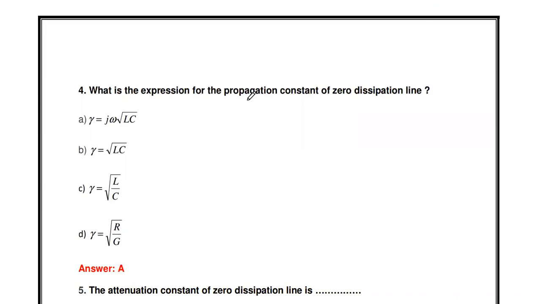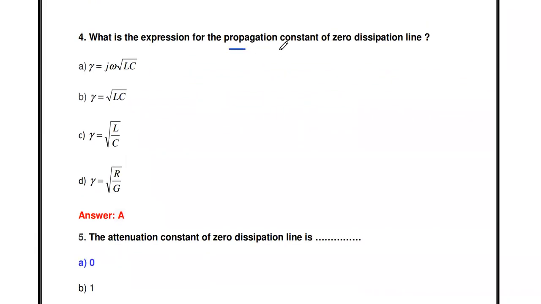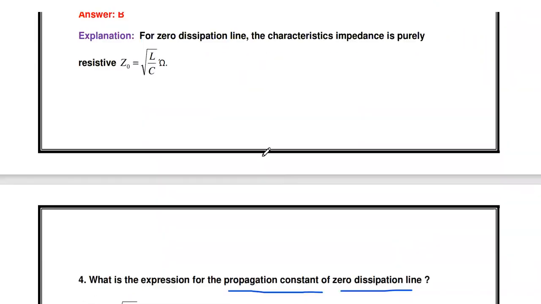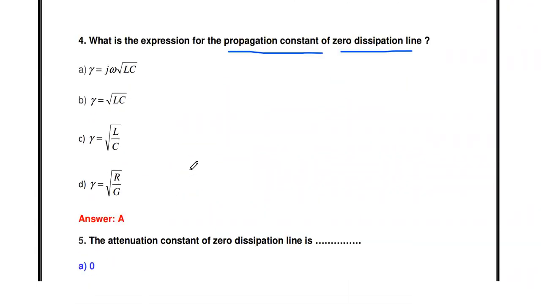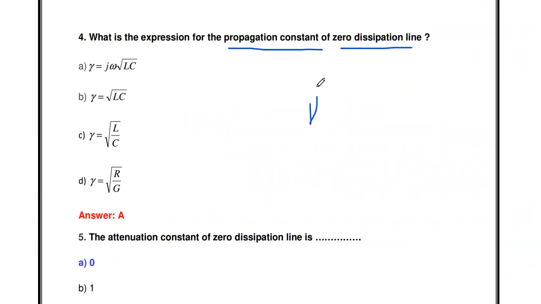Then the next one: what is the expression for the propagation constant for a zero dissipation line? The characteristic impedance we discussed in the previous question is purely resistive, with value square root of L by C. Similarly, what is the propagation constant, gamma? The propagation constant for the zero dissipation line is j omega into square root of LC.